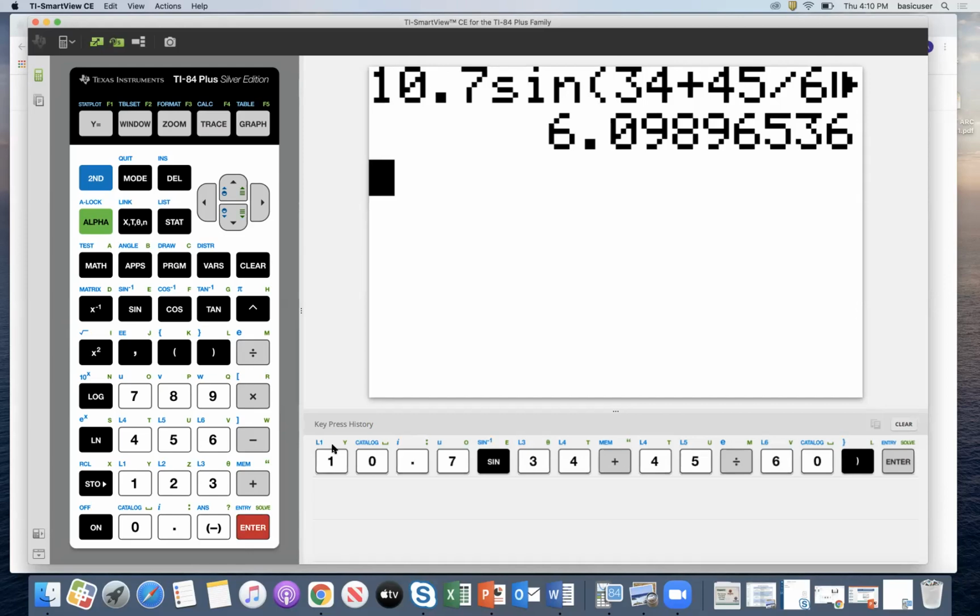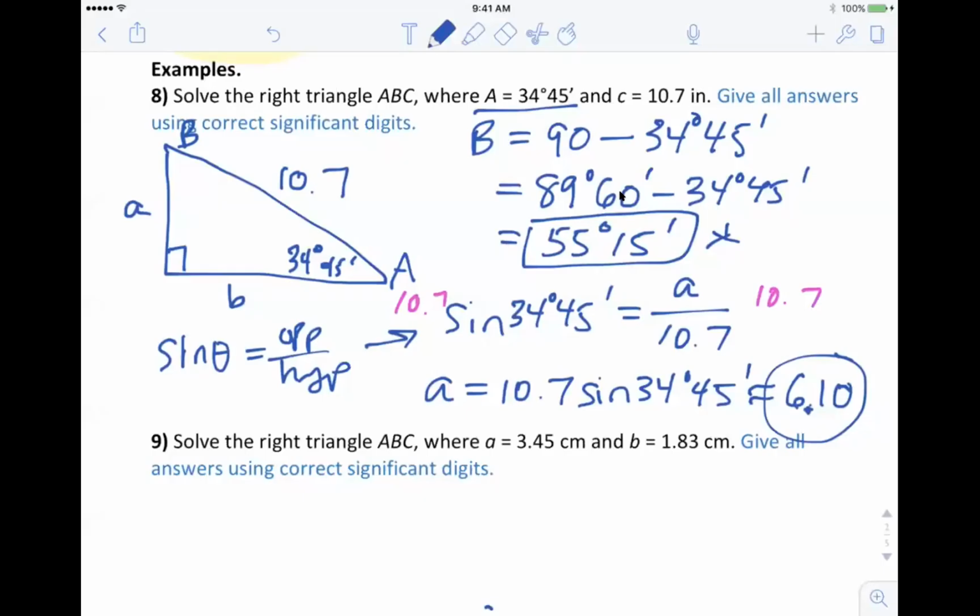Finally, we need to get B, and I ran out of room, but that's okay. We'll squeeze it in somewhere. Let's go back to sharing that. So one thing to note is I don't want to use that value that I just found, the 6.10, because it's rounded. So try to use the original values given.